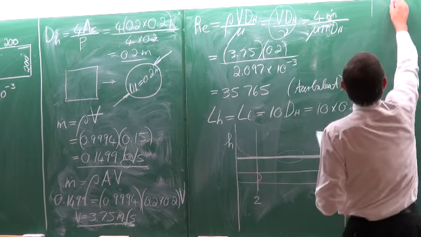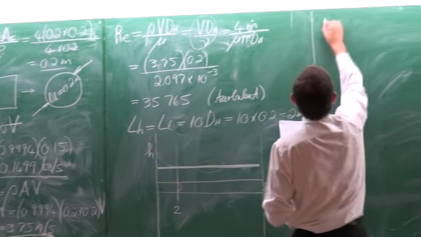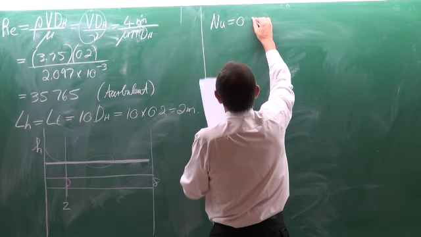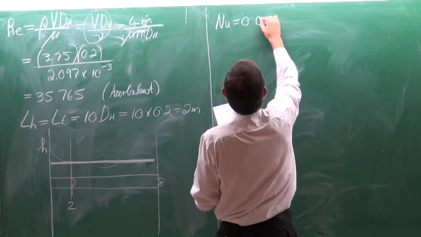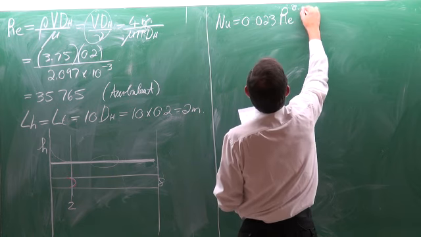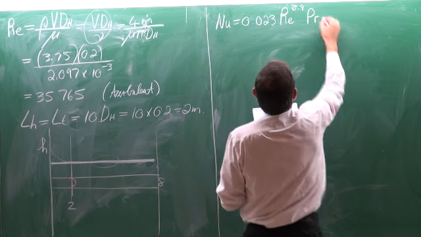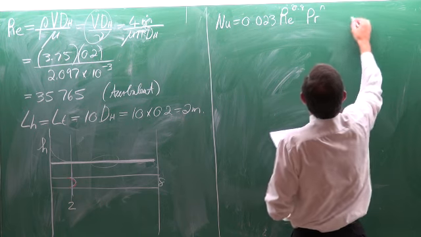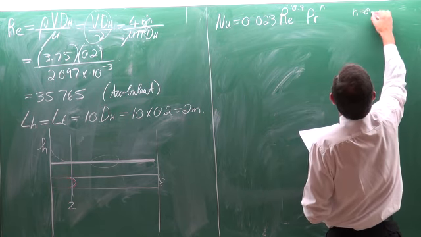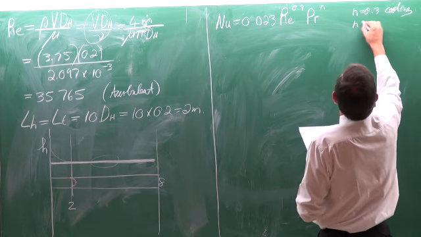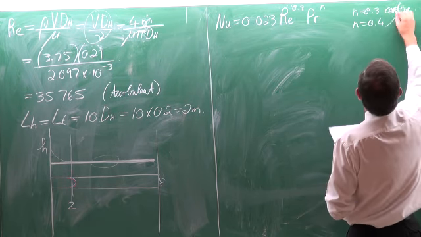So we can calculate the Nusselt number for turbulent flow from the equation. Nusselt number is equal to 0.023 multiplied by the Reynolds number to the 0.8 multiplied by Prandtl to the n. And the n is equal to 0.3 if we have cooling, and it is equal to 0.4 for heating.